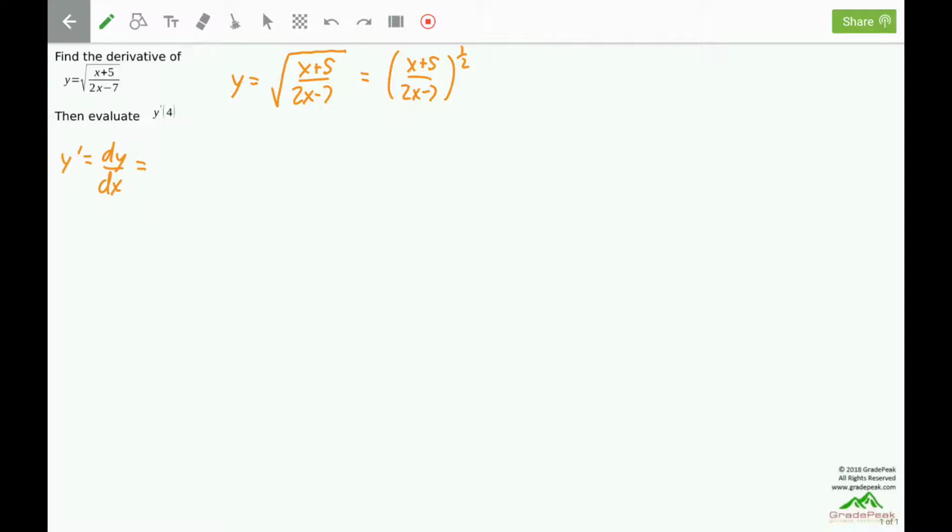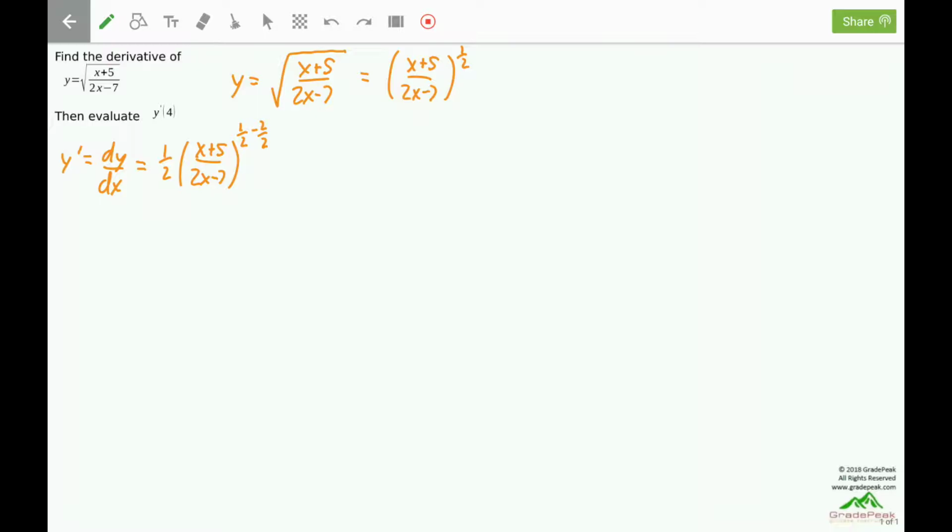also known as dy/dx here, is a power rule. Start with bringing the power down. Subtract 1 from the power. Let's call that 2/2. And now we multiply by the derivative of the inside. Well, the derivative of the inside here is a quotient rule.